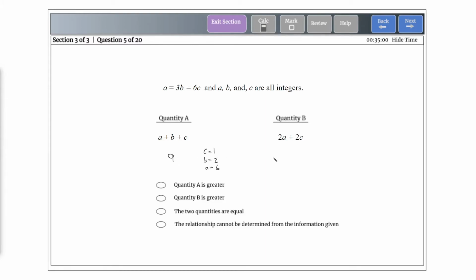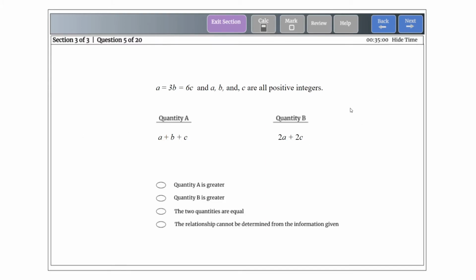and quantity b will be much bigger, right? 12 plus 2, 14. So we already have a situation where quantity b is greater than a, but because the numbers that we can choose from include all integers, if we picked 0, the quantities would be equal. If we picked negatives, quantity a would be the larger quantity. And so of course the result is that the answer must be D.